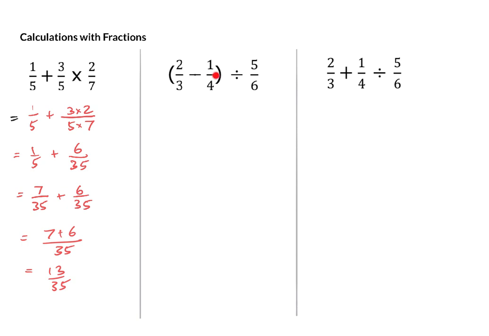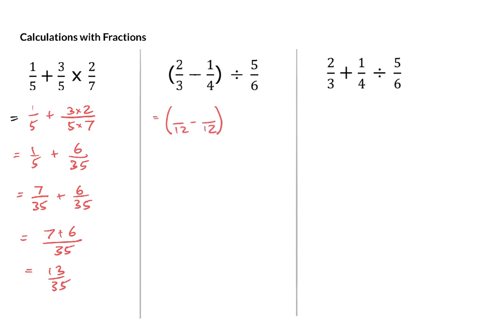The second one. In the second one here, we must do the brackets first. Brackets take priority over division. So I need to do my 2/3 minus 1/4. Now they are not the same denominator. I need a common denominator. I can't turn thirds into quarters and can't turn quarters into thirds, but I can turn them both into twelfths. So I'm going to have a fraction over 12 for both of them.